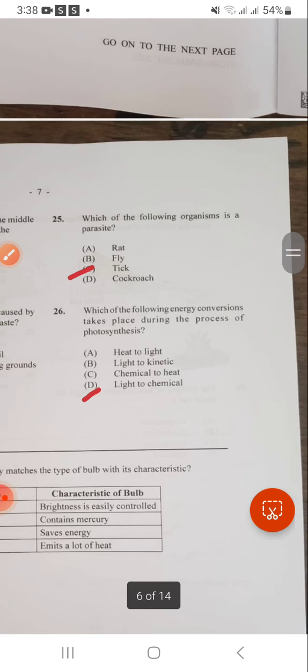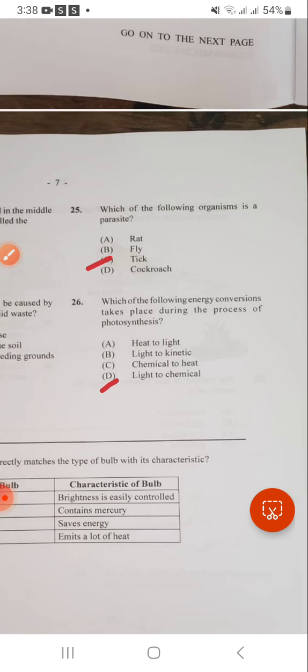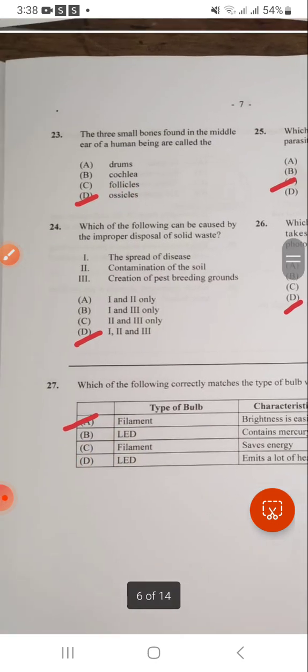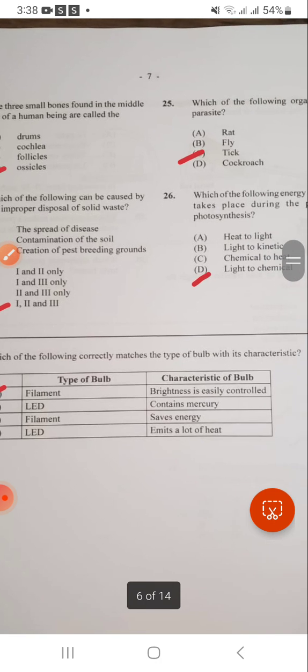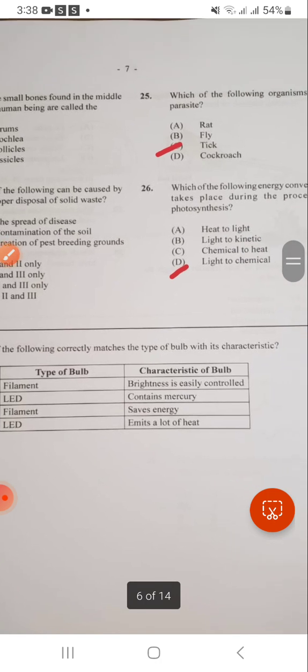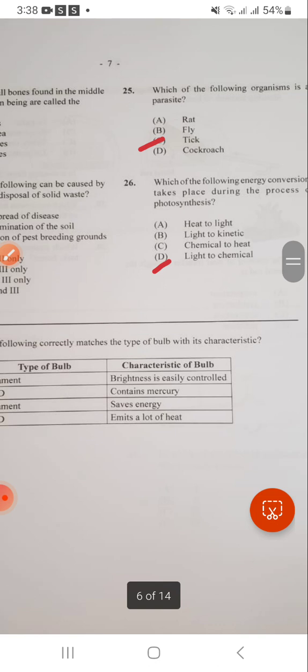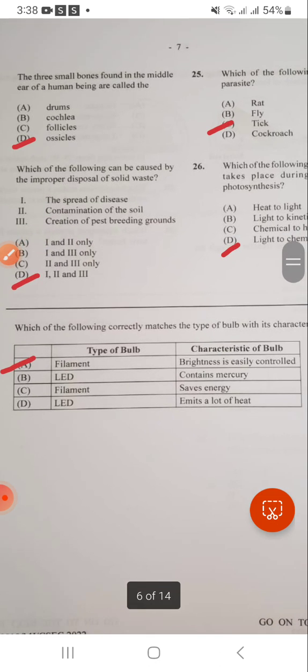Question number 25. Which of the following organisms is a parasite? That's the tick. Question number 26. Which of the following energy conversion takes place during the process of photosynthesis? And that is light to chemical. D. Question number 27. Which of the following correctly matches the type of bulb with its characteristic? And the answer is A.